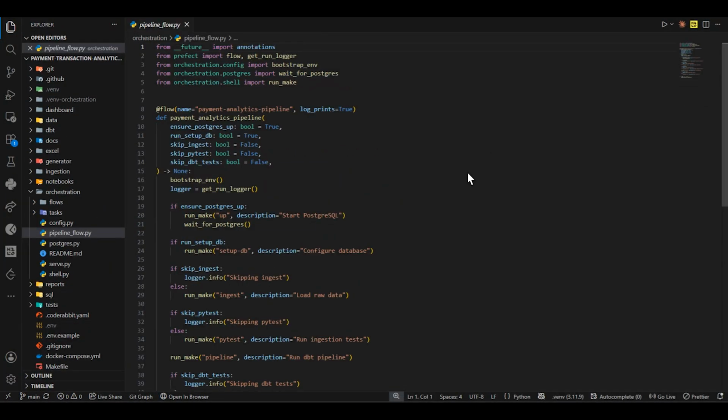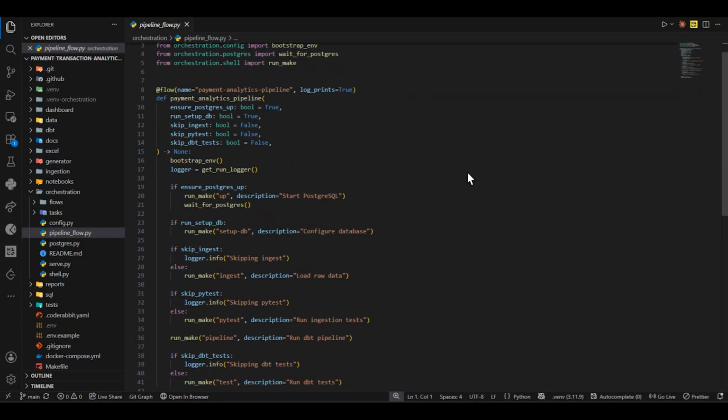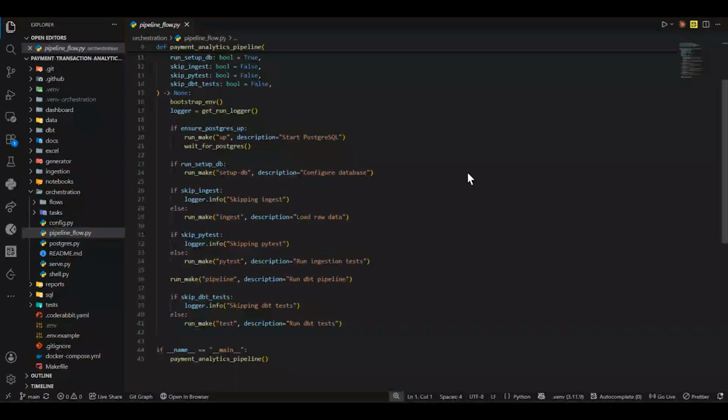Prefect ties all of it into a single automated flow: container startup, generation, pytest, dbt build, warehouse tests, all of it. And that same flow kicks off automatically on every push through GitHub Actions. So there are no manual steps sitting in the pipeline.